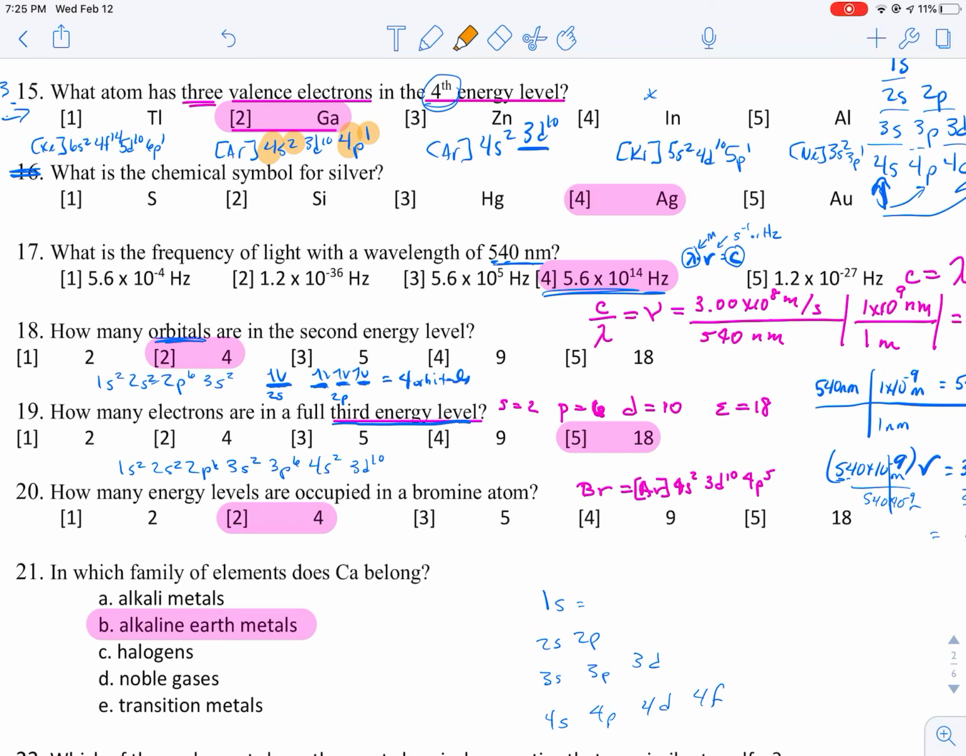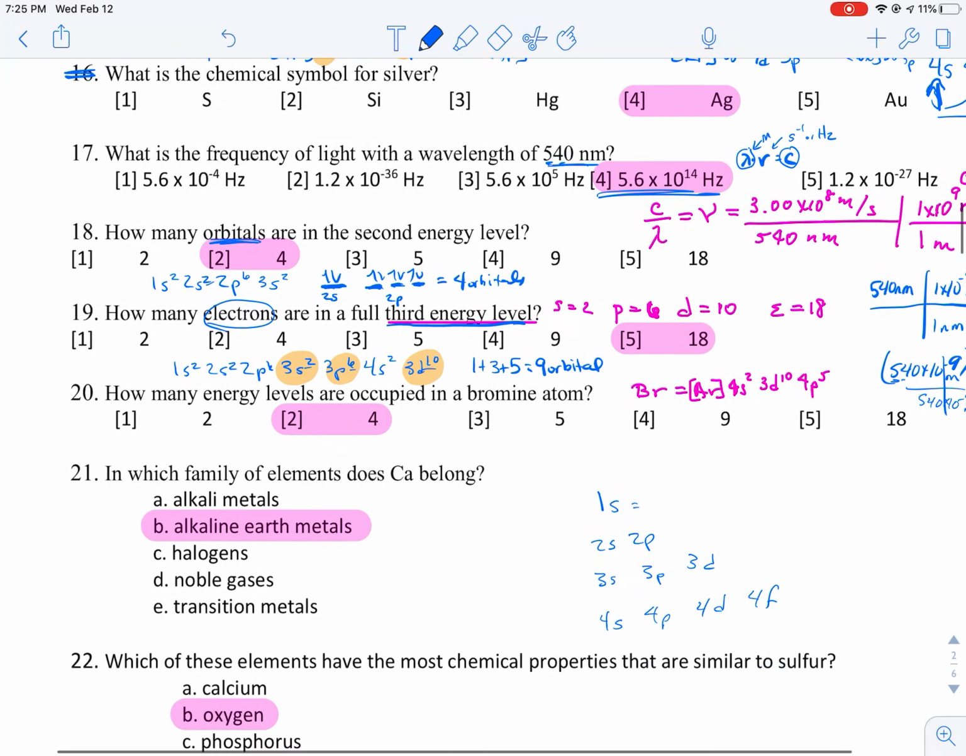So if we want to know how many are in that third energy level, we're going to say that this has 1, this has 3, kind of the same principle above, and then this has 5. So 1 plus 3 plus 5. Oh, this is actually asking for the number of electrons. If they were asking for orbitals, we would say that there are 9 orbitals. So be careful how you read these. But it's asking for electrons. So it's 2 plus 6 plus 10.